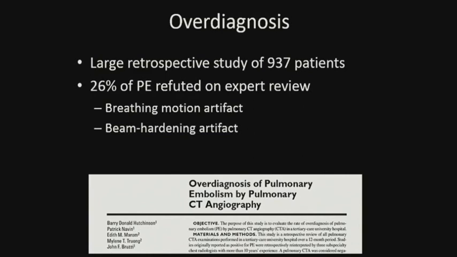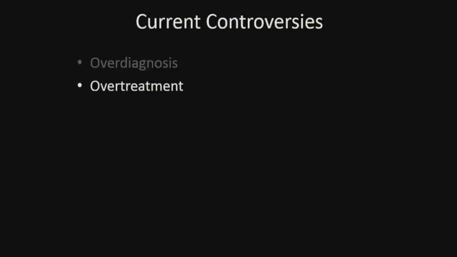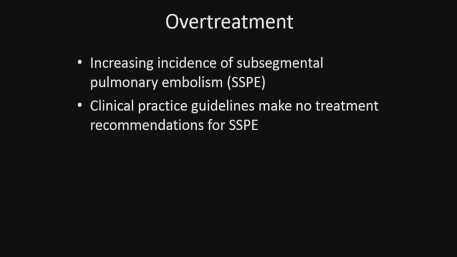The refuted PEs were predominantly solitary, segmental or subsegmental, and half of all solitary PEs were refuted on review. False positives were largely attributed to beam hardening artifact and motion artifact. It's therefore important that the PE mimics that I described earlier on are excluded prior to making a diagnosis of pulmonary embolism, and that clinicians have the facility to get a second opinion, particularly when the clinical history is discordant or in patients where the use of anticoagulation would be particularly problematic for clinical reasons.